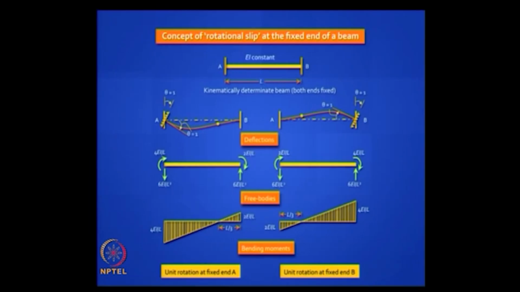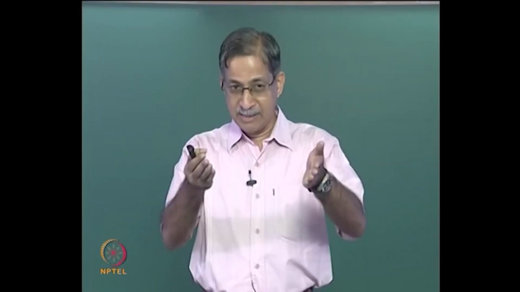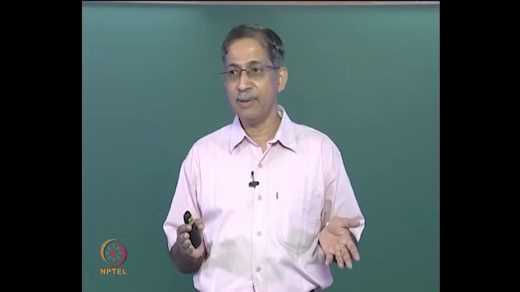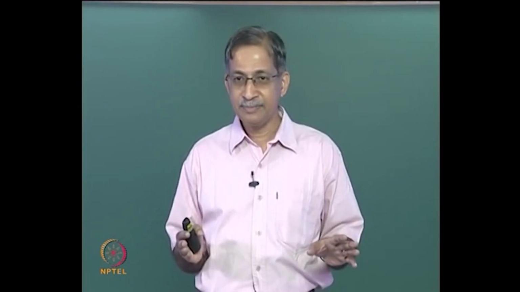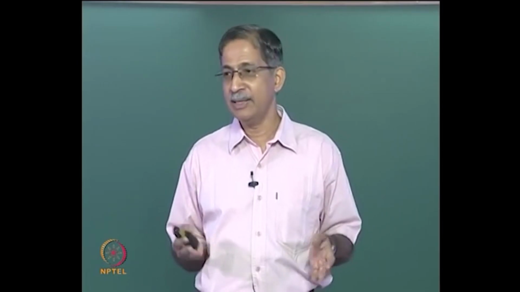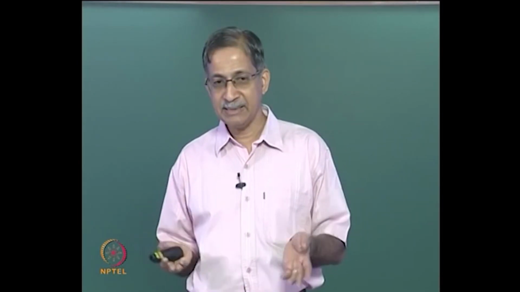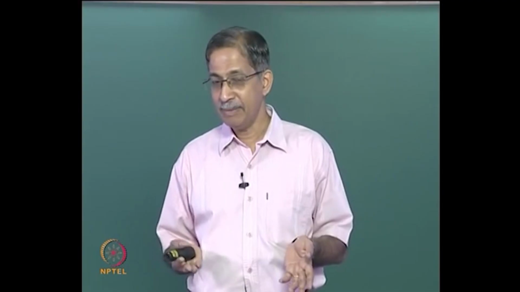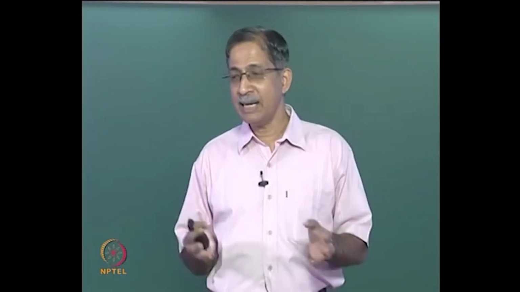So you should be comfortable with both approaches to stiffnesses. You can begin with a kinematically determinate structure like this, and you apply a unit rotation, and the moment that comes where you apply that unit rotation is a measure of stiffness. In this case it is clearly 4EI by L, but you also get what is called a carryover moment at the other end, which is half the moment here, which is 2EI by L, and both are clockwise.